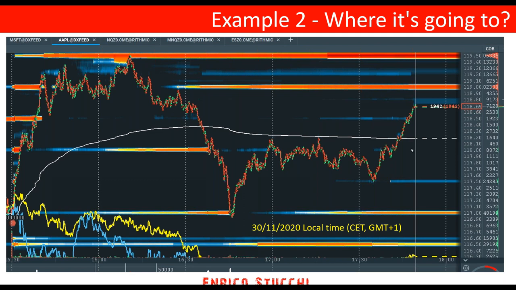This is VWAP, this is a round number. If the price crosses above this level, you can buy here because you have a lot of probability to arrive here.